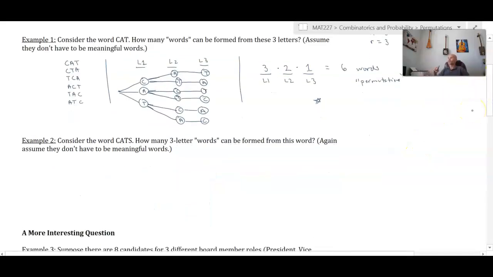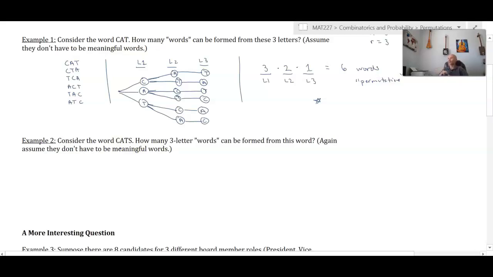Let's look at another possibility. What if we took the word cats? So now there's 4 letters in that word, but the question is how many 3-letter words can be formed from this word? Again, assume that they don't have to be meaningful. Well, again, we could start listing them out. We'd have definitely these 6 possibilities because we don't have to use S, we just have to use 3 letters.